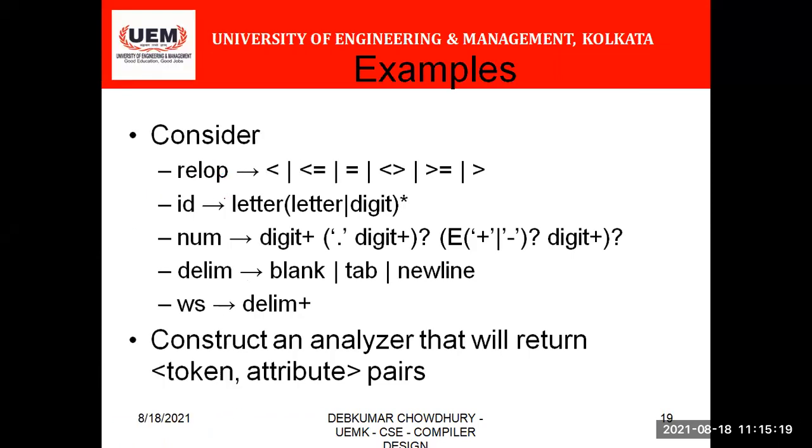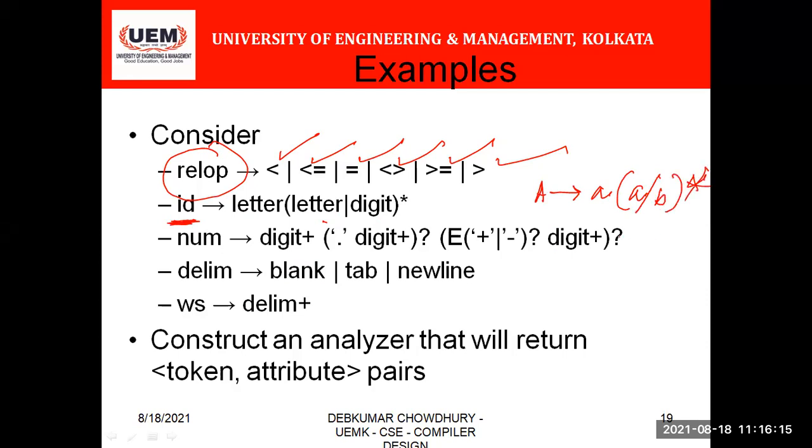So consider this particular rule, and we are going to follow the algorithm. Say relop is my non-terminal, and relop will produce less than, less than or equal to, not equal to, greater than or equal to, or greater than. This kind of relational operators, or checking operators, is used here. Now id is my non-terminal here. It generates letter followed by, within brackets, letter or digit, whole star. That means, simply, capital A will produce small a within brackets a or b, whole star, where small a is a letter and small b is a digit.